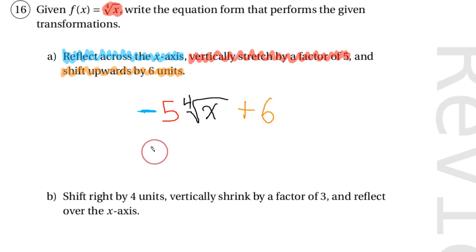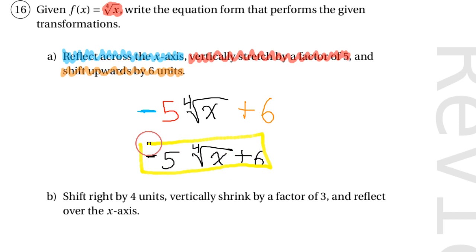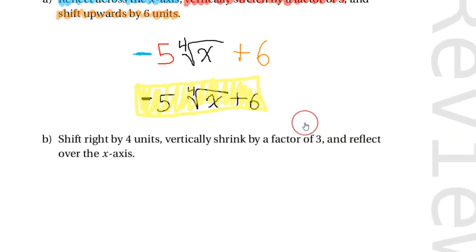So writing the whole thing out in one solid color, it's going to be -5 4th root x plus 6, and then grabbing my highlighter to highlight the whole thing as one answer. There's my answer to part A. Now, taking a look at part B.